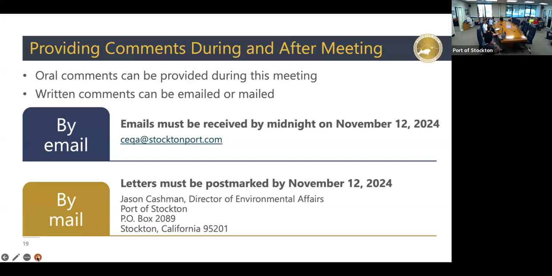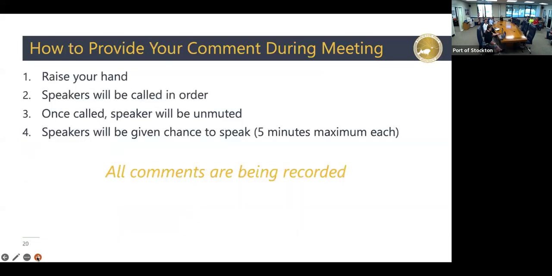So in terms of providing comments, the next slide should show how to provide your comments during the meeting. For those of you online, if you could raise your hand if you have a comment, we will make sure everybody who raises their hand is able to make their comment. And for those of you in person, if you'd like to make a comment, we're going to ask that you come up and use the microphone here at this furthest most chair.